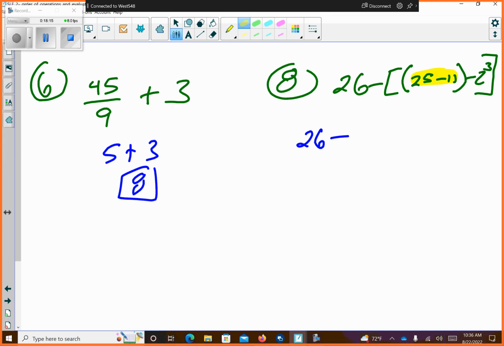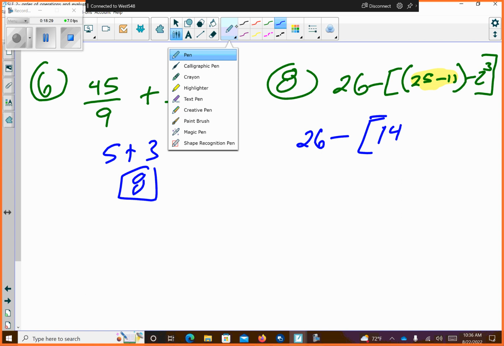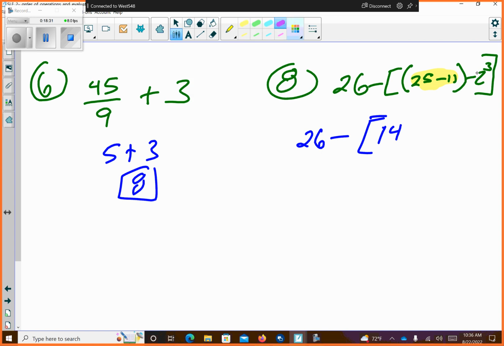I guess, what's 25 subtract 11? I have $25 in my pocket, something costs $11. 14. So 14 minus 2 to the third power. 2 to the third power is 2 times 2 times 2, which is 8.